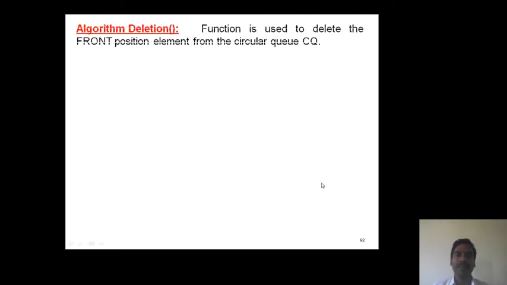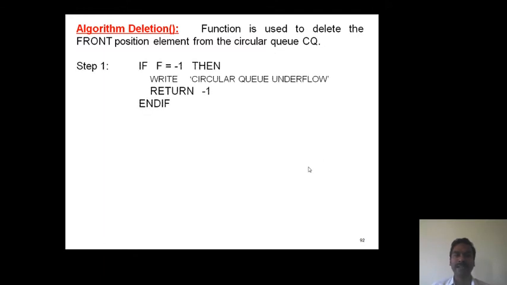Now deletion operation. Algorithm deletion function is used to delete the front position element from the circular queue. Here first we check whether the circular queue is underflow or not. If F equals -1, that means elements are not available. Hence we print a message as circular queue underflow, and return -1. Step 2. First, access the front element of the circular queue. So K equals CQ of F.